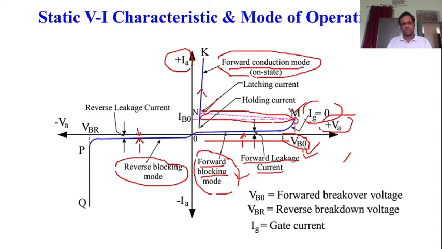Under the forward conduction mode, we will have the current, but the forward conduction voltage is very low. It is nearly equal to 1 volt. So under this condition, it is acting as a closed switch. It is also considered to be the on state.